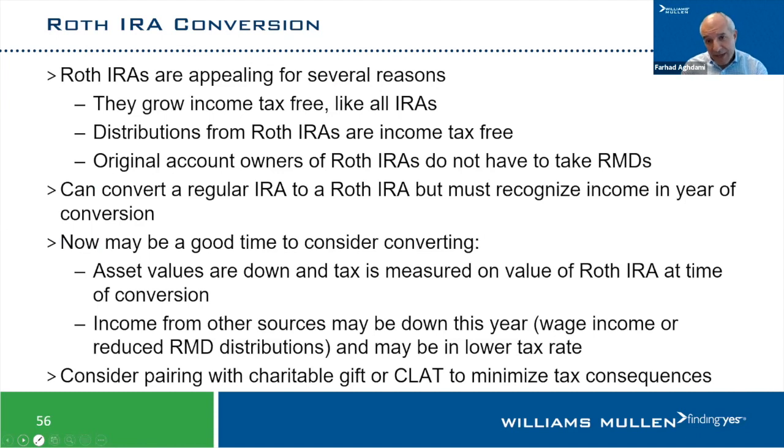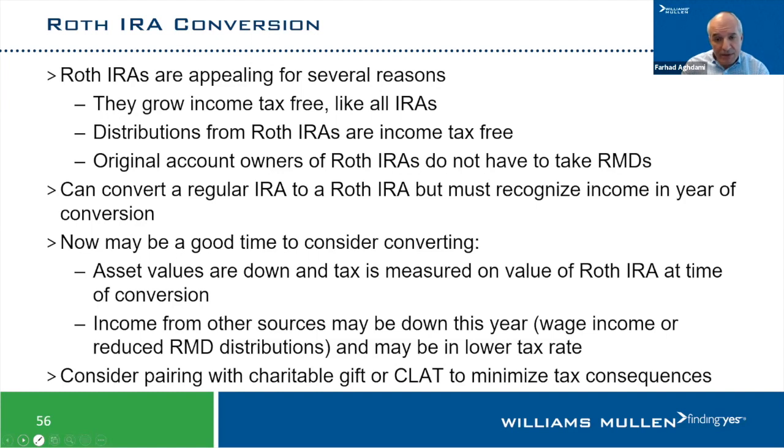So when they come out on the back end, there's no income tax on that and no required minimum distributions during the original account owner's lifetime, which is nice. But if you want to convert a regular IRA to a Roth, you've got to recognize all that income. Well, you recognize the income based on the value at the time you make the conversion. And so if asset values are down, the amount of tax that's going to be due on that conversion will also be down.